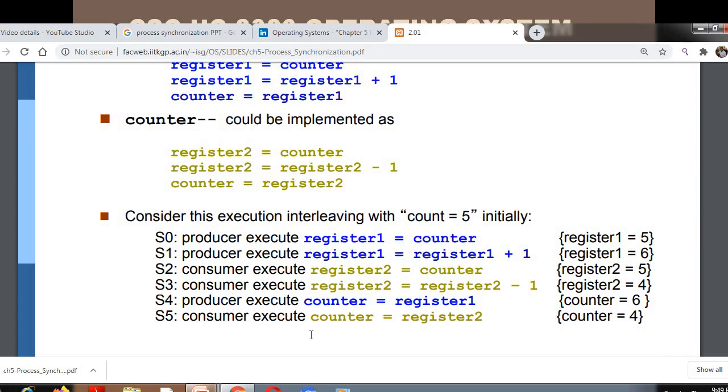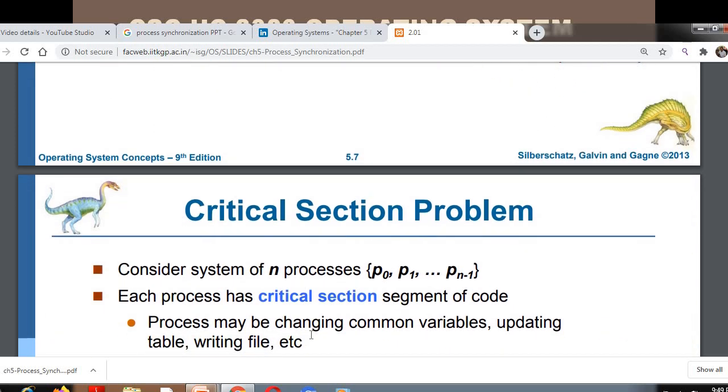Again, the producer executes counter equals register1, so counter equals 6, and then the consumer executes counter equals register2, so counter equals 4. In this way we see the incorrect increments and decrements.